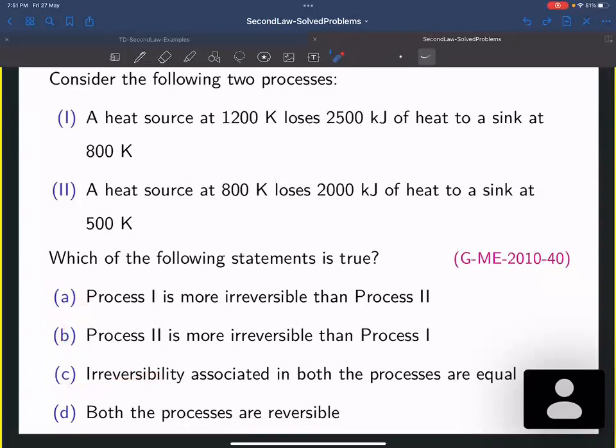So irreversibility and entropy change have a connection. Higher the entropy change, higher is the irreversibility. Okay, that is an applicable statement. So we can find the entropy change for these heat transfer processes. From the source at 1200 Kelvin to a sink of 800, there is a heat transfer of Q. So we know the amount of heat getting transferred, and we can evaluate the entropy change of the source and of the sink, and get the total entropy change for both processes, process 1 and 2.